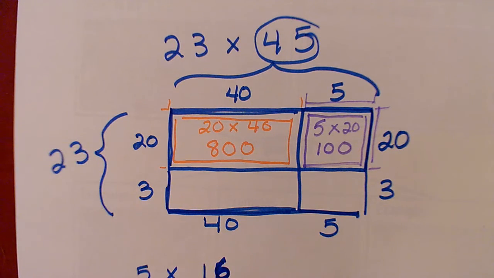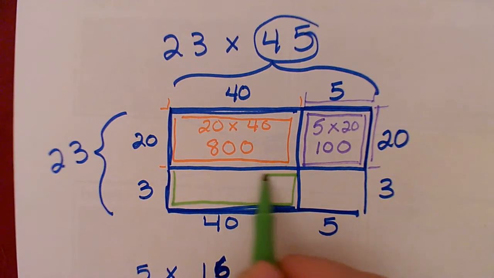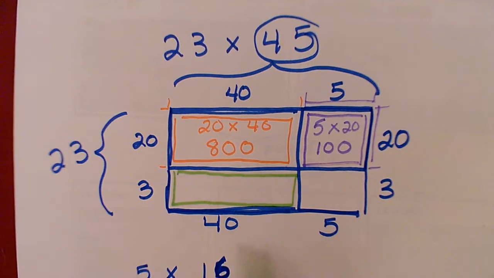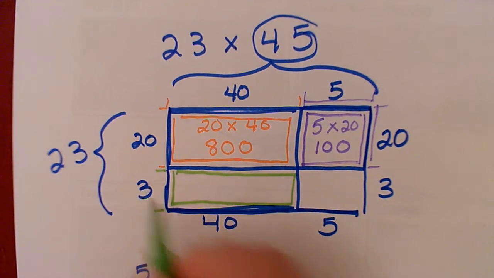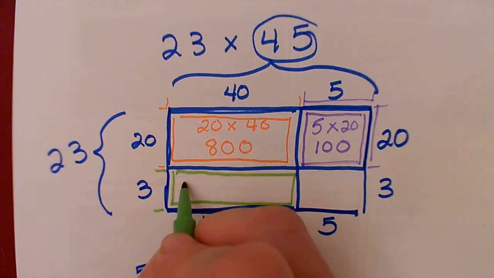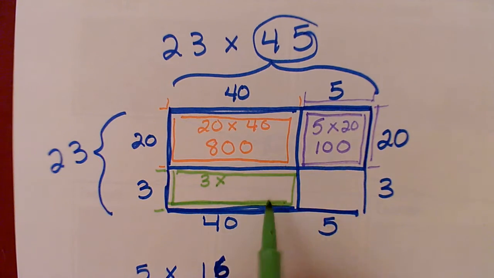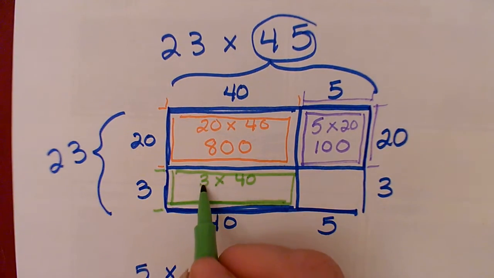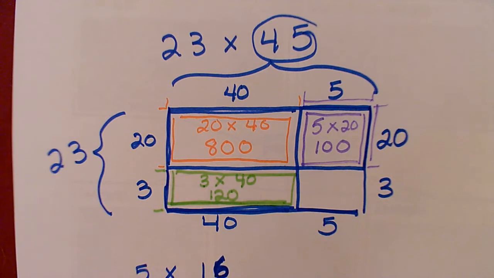So now let's do another one of these. So let's do this one. I like this one. For this one, I know that it's 3 on this side because from here to here is 3, right? So it's going to be 3 times, and this side is 40. So 3 times 40. 3 times 4 is 12, and I add on that 0.